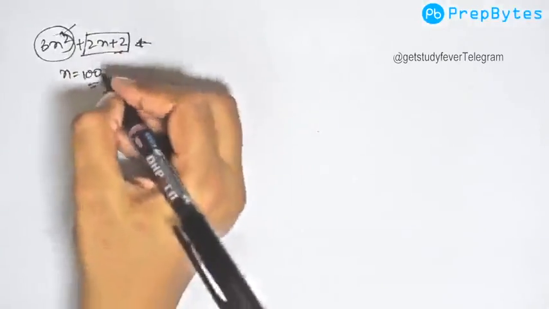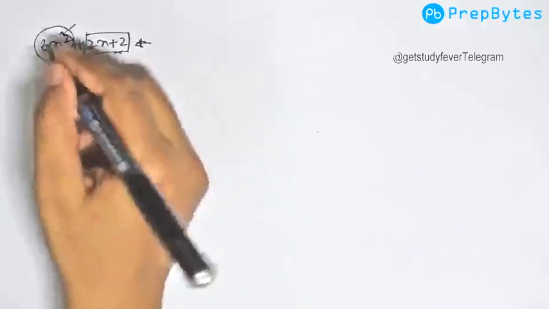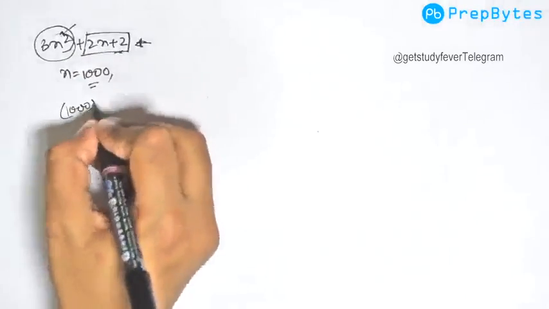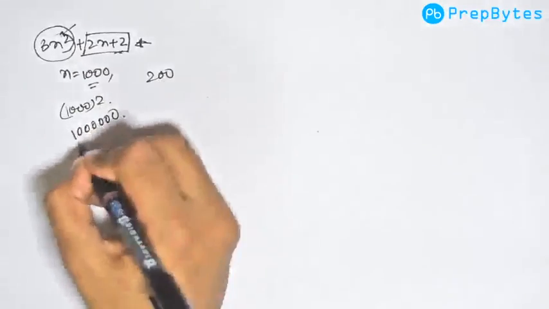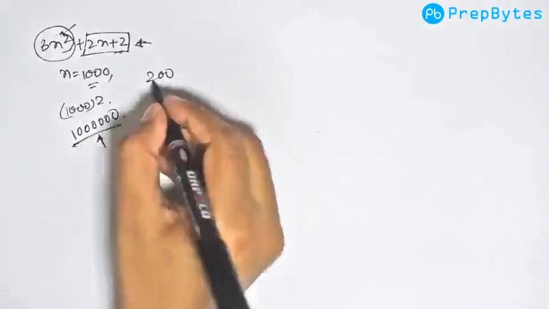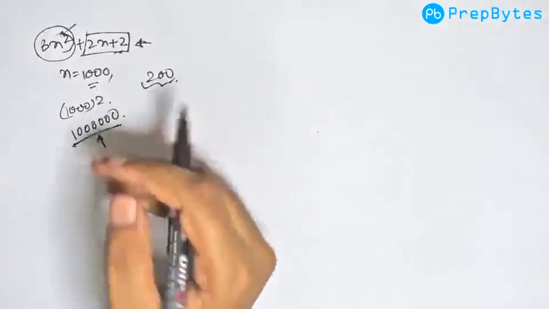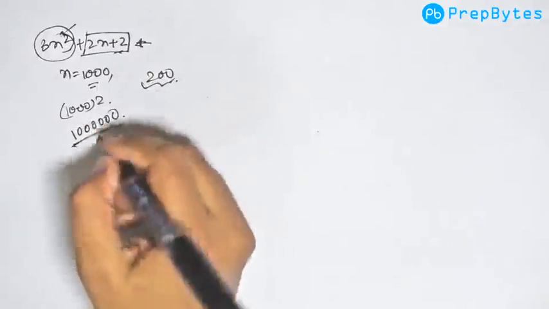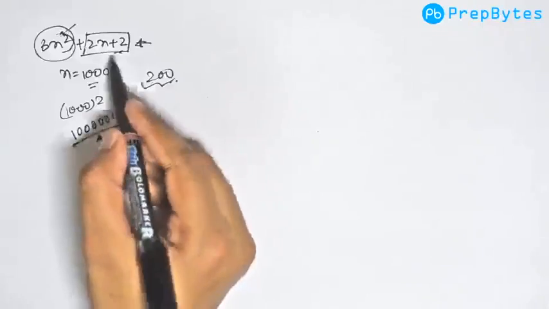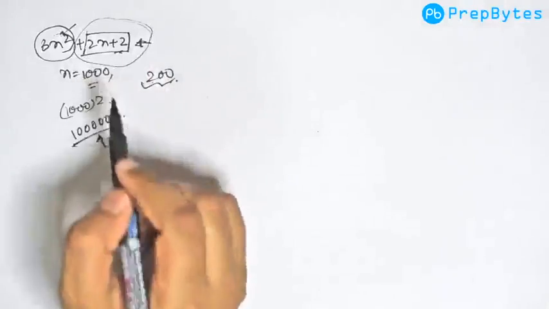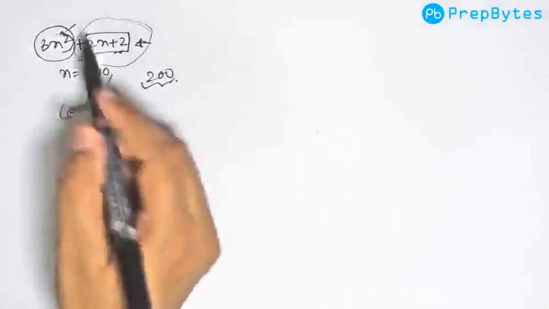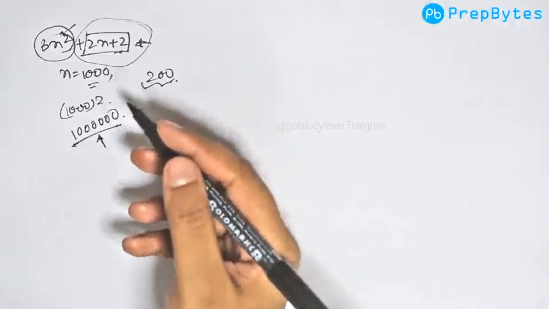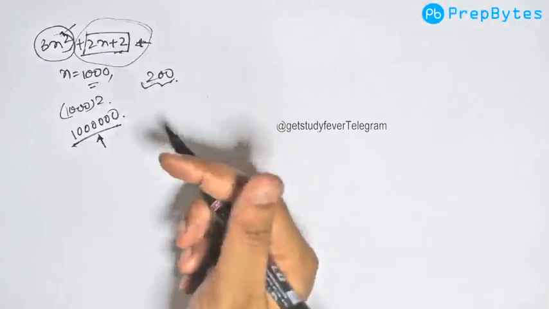Let's take an example: when n is equal to 1000, this will be 1000 square, this will be 2000, and as you can see, this number is very large compared to this particular number, and when n keeps on increasing, this becomes larger. So we ignore these less significant numbers because the time depends very much upon the more significant amount. Now, to represent a time complexity, we need a notation, and we have asymptotic notations.